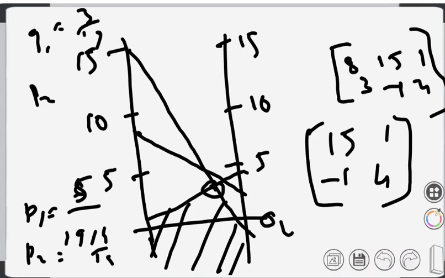And B is 61 by 19. So 61 by 19 means 3 point something, isn't it?